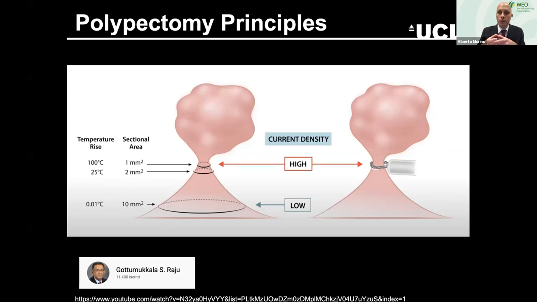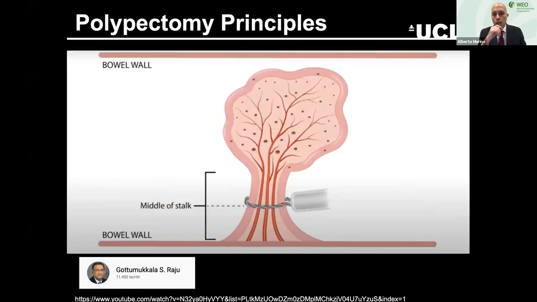The larger the portion of the stalk or the polyp that you resect, the lower the current density, and therefore the longer it takes to resect the polyp or the stalk with your snare. So always, always close the snare tightly. Usually you should at least place the snare in the middle of the stalk, because during the resection, the stalk can shrink. And if you place it too close to the head, you might not have a complete resection.